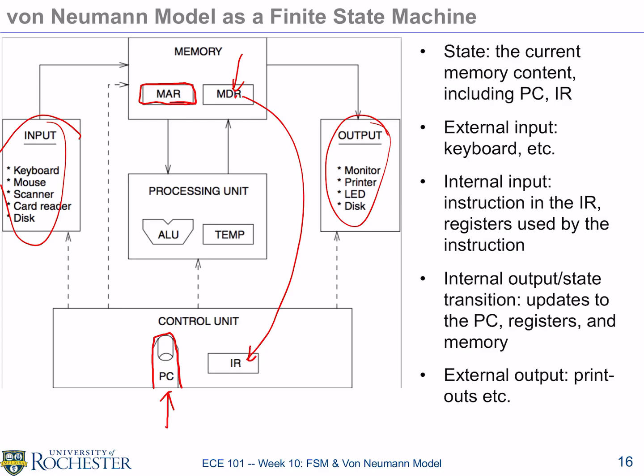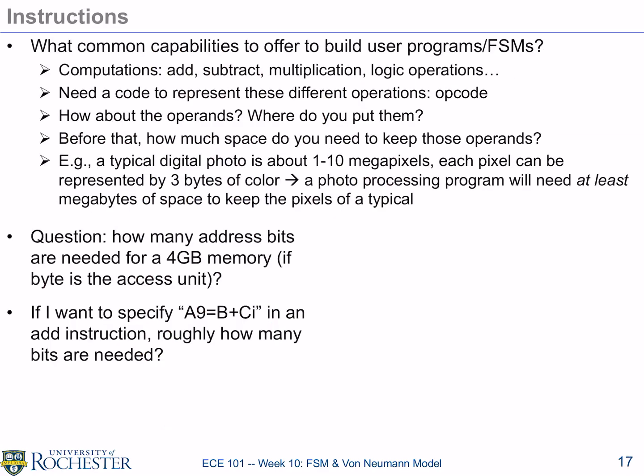Okay, so now we have this general notion of some instruction and stuff. So what should these instructions roughly look like? Well, we can think about it. We do computation, right? So we'll do add, subtract, stuff like that. So that's easy. And you need an opcode, right? 001 for add, 010 for multiplication, whatever. You need something. But then what operands? Where do you put them? And in fact, how much space do you need to put these operands? So if you think about a digital photo today, 10 megapixel, what does that mean?